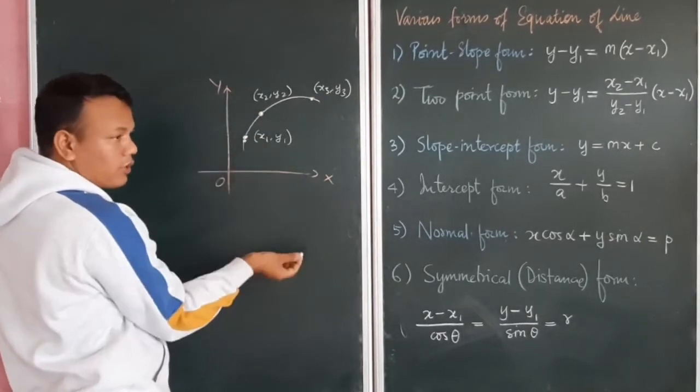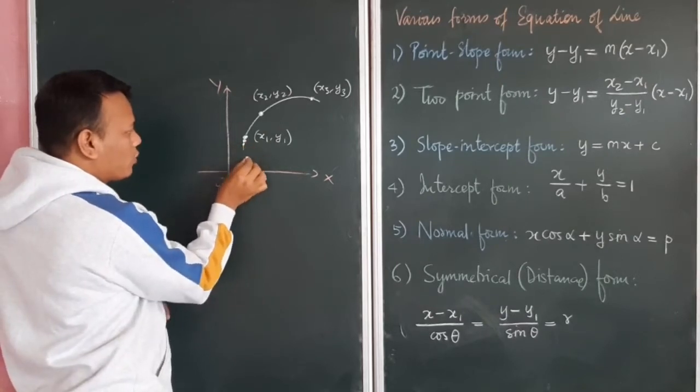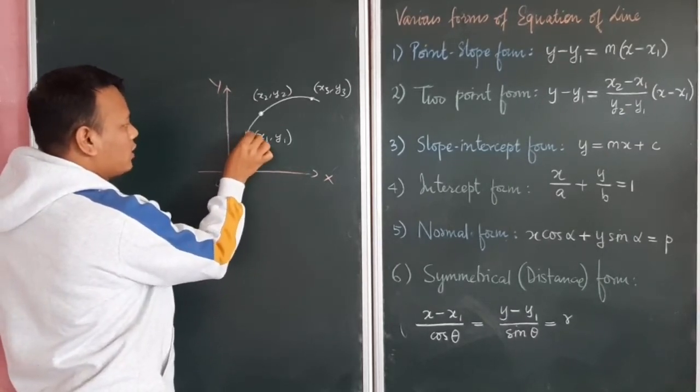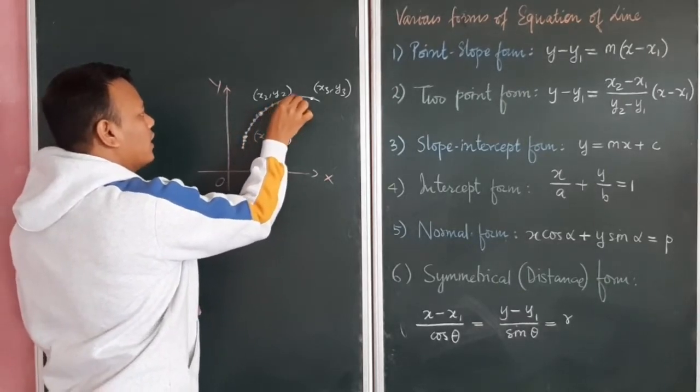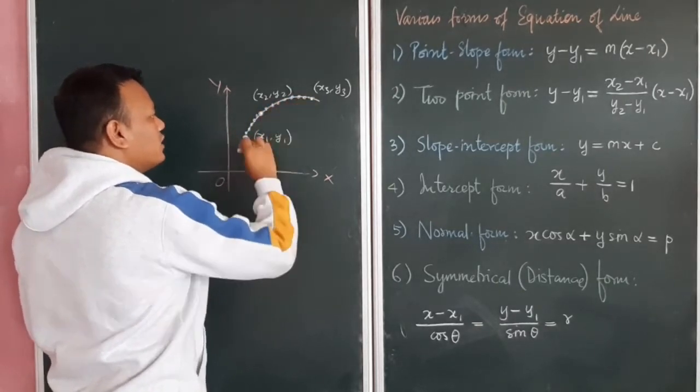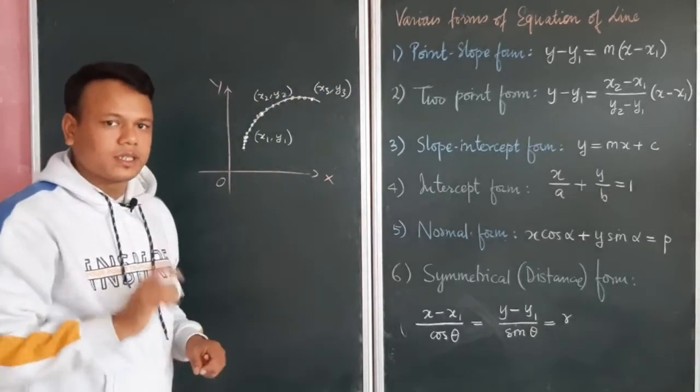For example, here also we have got 1 point, here also we have got 1 point, here also we have got 1 point. Similarly, all these points, when I join them, then I am finding this particular curve, isn't it?